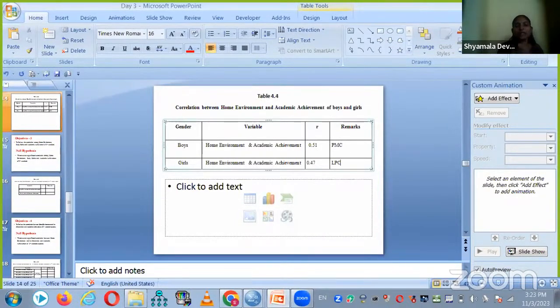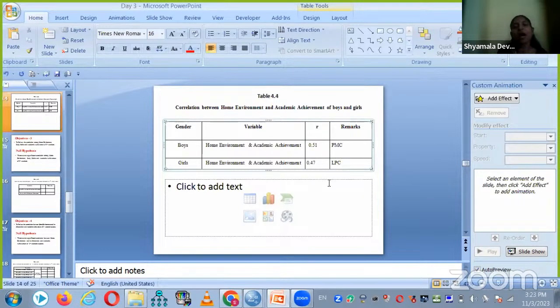positive correlation. So from this table, it is evident that the home environment favors the academic achievement for boys, and the home environment is not favoring the academic achievement of girls. So this is how we can interpret the result under the table.